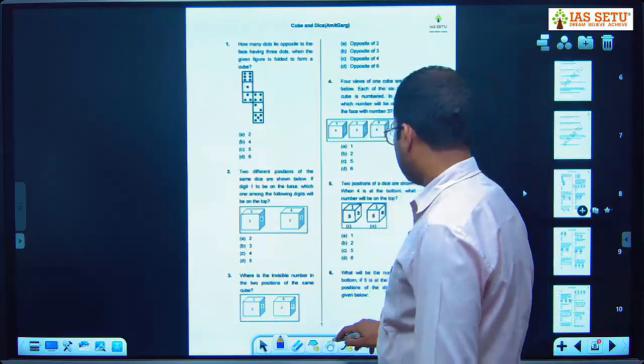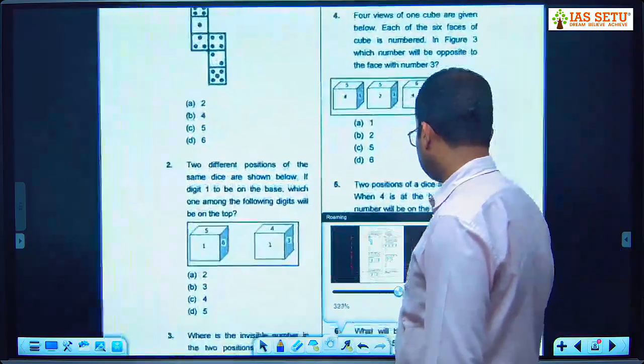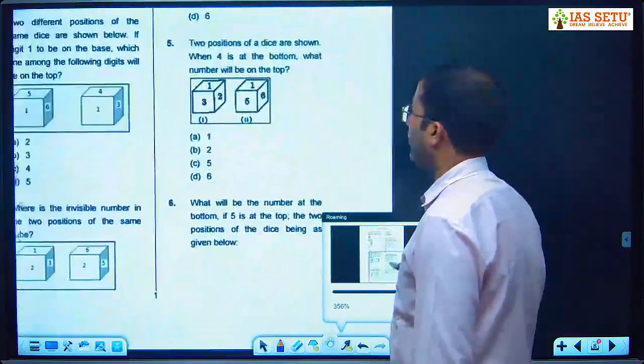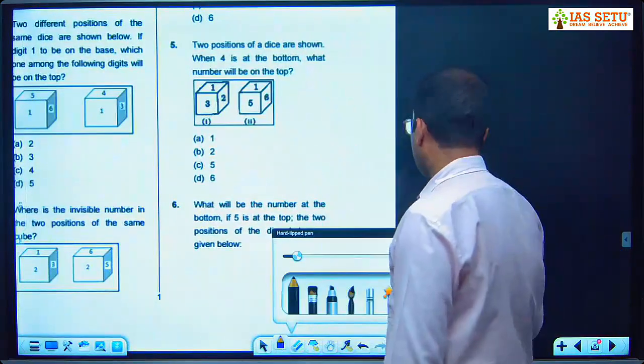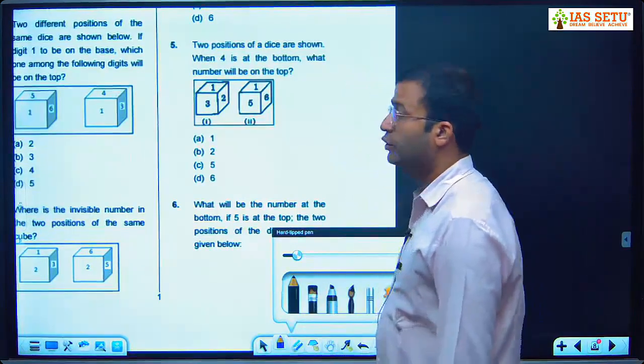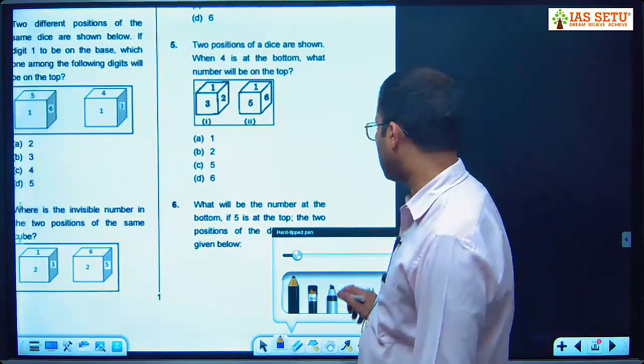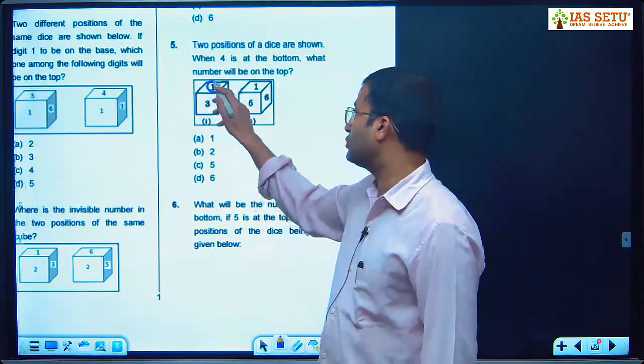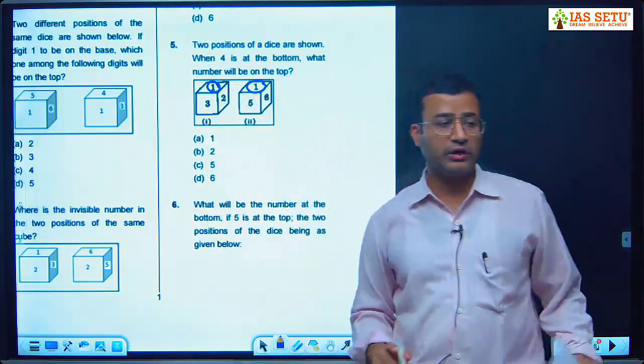Question number 5 here is: two positions of a dice are shown. When 4 is at the bottom, what number will be on the top? So it means the opposite of 4 is asked. What is the common face? 1. Online students, 1 is common and only one face is common.